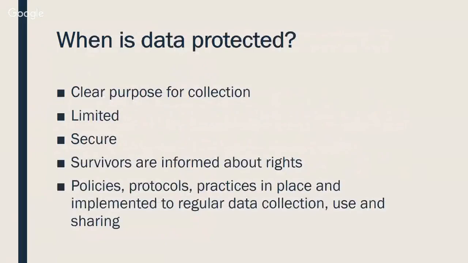When is data protected? Data can be considered protected when there's a clear purpose for collection, there are limits to what is being collected: safe, ethical, actionable, and consented to. Third, when the information is secure, meaning when there are reasonable safeguards in place to protect from unauthorized access, use, or sharing, or unauthorized destruction or loss. When survivors are informed about their rights and their rights are respected. And policies, protocols, and/or practices are implemented and effective in regulating the collection, use, and sharing of information.